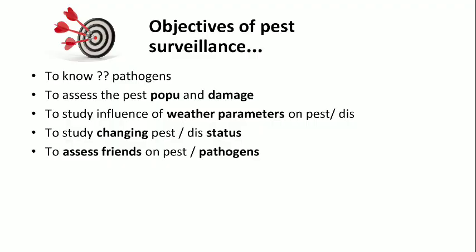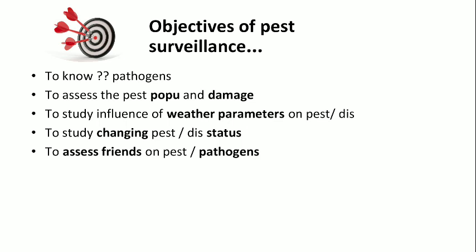Next, objectives of pest surveillance. In case of objectives, we must know the existing and new pathogens. Next, to find out the pest population and the damage being caused at different crop growth stages. Next, to study the influence of weather parameters on the pest or the pathogen, that is temperature, relative humidity, rainfall, etc. Then to study the changing pest or disease status.